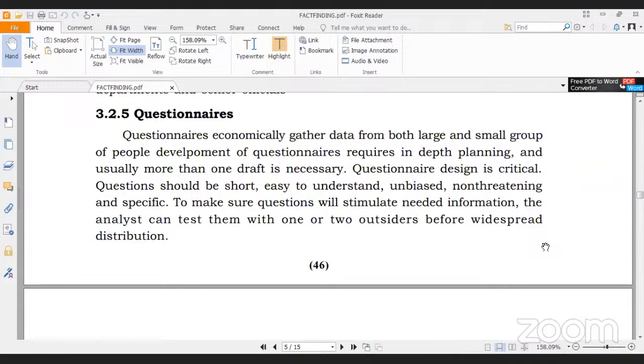To make sure the questions will stimulate the needed information, the analyst can test them with 1 or 2 outsiders before widespread distribution. Suppose you want to find the facts about the DDC. Your question should be asked on DDC, like how many employees in the DDC, when the course was established, how many students got admitted. But you should not ask the question when Utkal University was established, who was the vice chancellor of Utkal University. That is not related at all. So that is the point I want to say. To make sure questions will stimulate the needed information, the analyst can test them with 1 or 2 outsiders before widespread distribution.